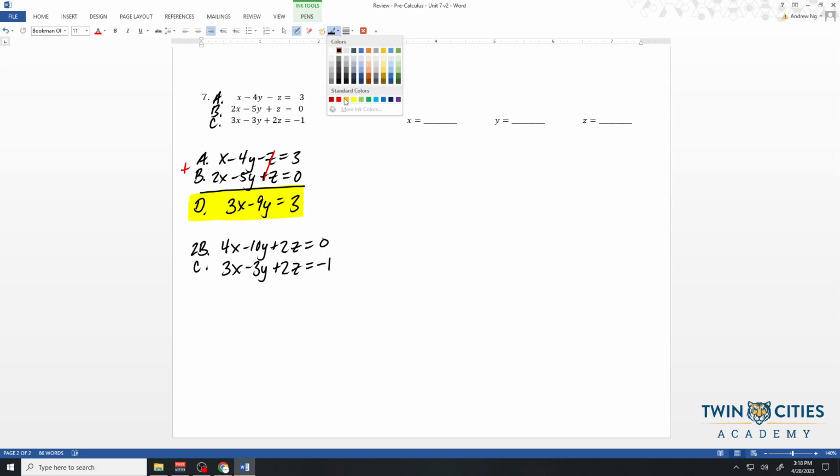Same sign, subtract. Let's subtract these equations. Z's will subtract out. And I'm left with 4x minus 3x, so this will be a single x. -10y minus -3y is going to be -7y. And this is equal to 0 minus -1, so +1. x minus 7y equals 1. This is a brand new equation. Let's give it a new label. A, B, C, D. We'll use label E.